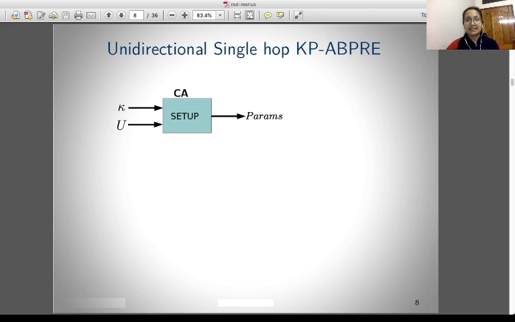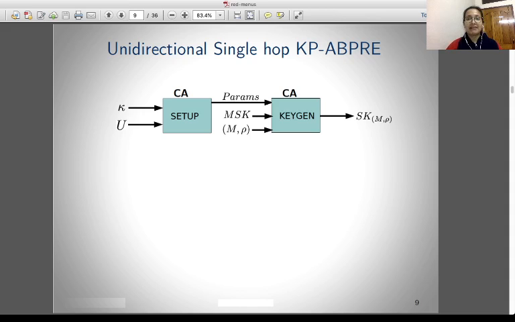First you have a setup algorithm which is run by a certification authority, CA, which takes as input the security parameter kappa and the universe description U, and it generates the public parameters. Now we have a key generation algorithm which takes as input the public parameters, the master secret key and an access structure M rho, and it will output a secret key corresponding to M rho.